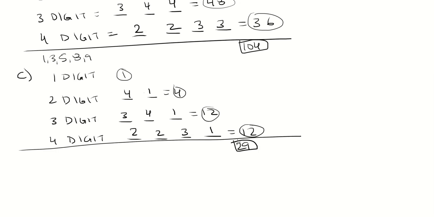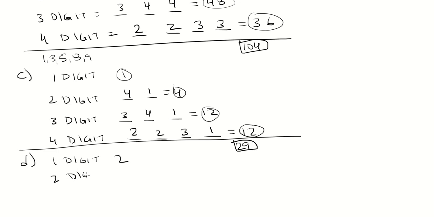Now for part D, we want to see how many of them are divisible by 3. So let's look at 1 digit. From 1 through 5, 8, and 9, only 3 and 9 are divisible by 3. So that's going to be 2.